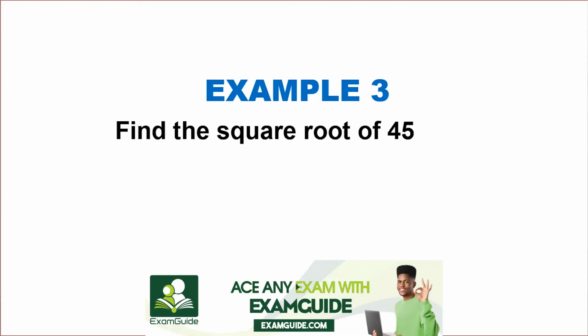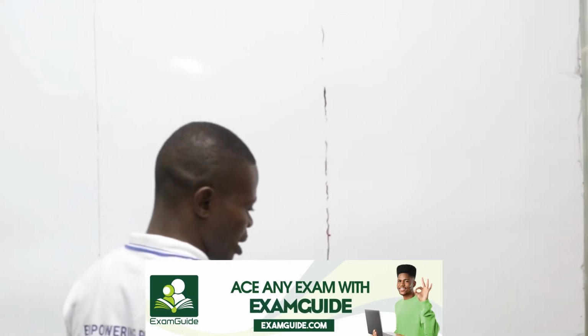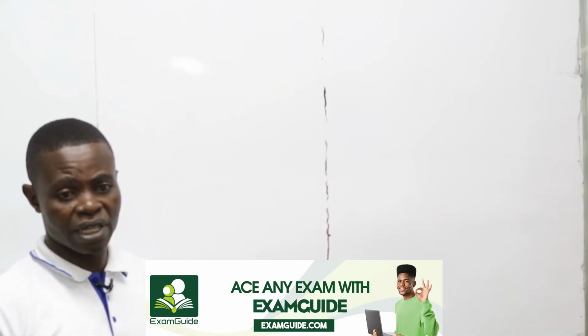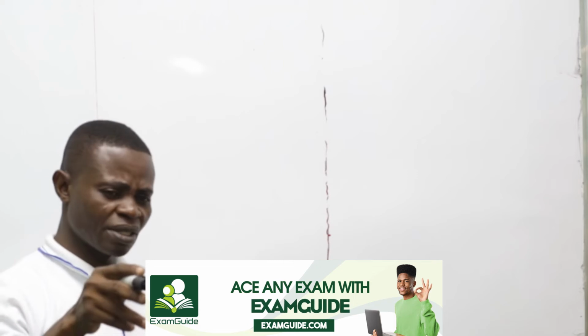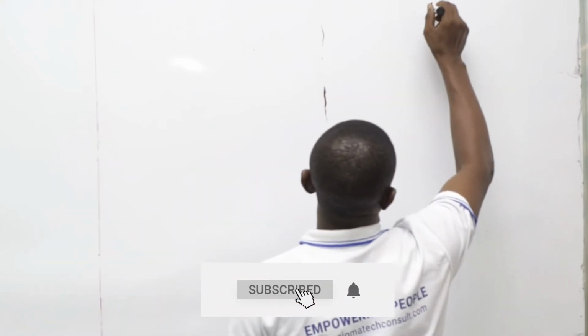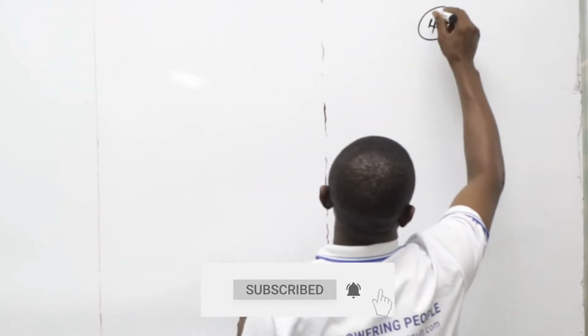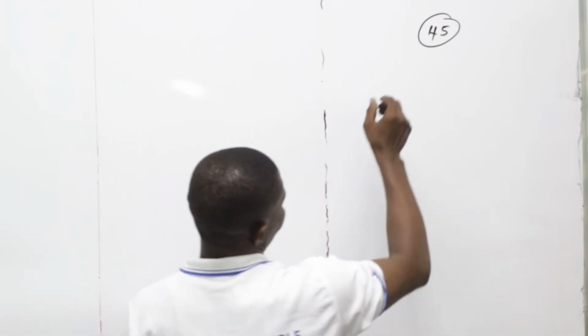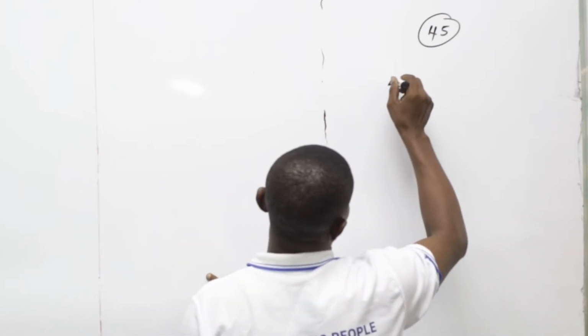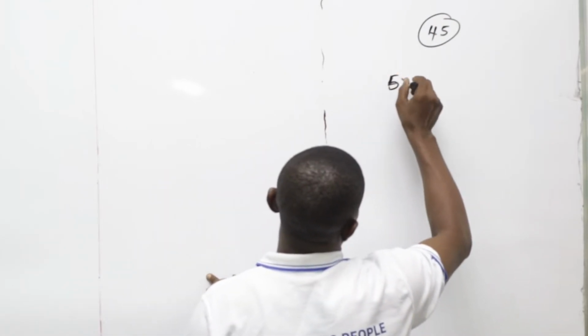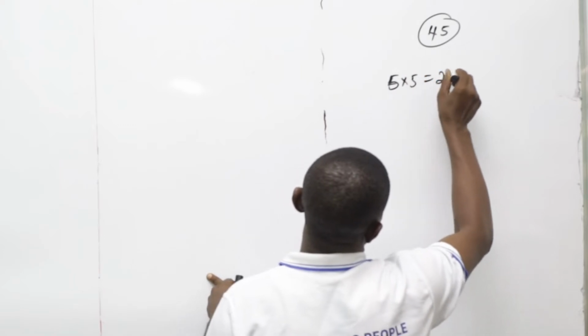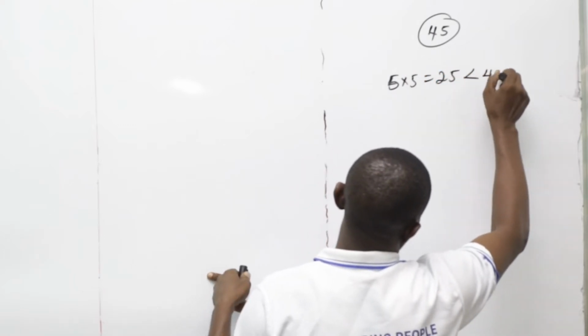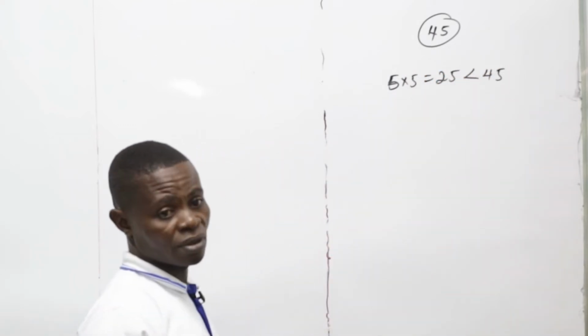You go by guessing a number that is very close to 45 in terms of perfect square. But 45 is not a perfect square. So the best thing is to test. Now, if I say 5 times 5 equals who? 25. It's less than 45. So this is not the best option.